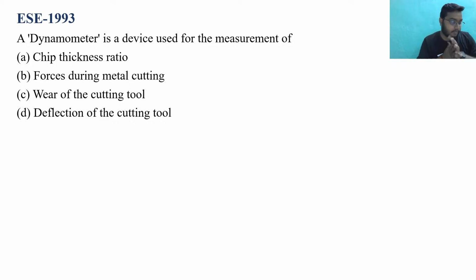Okay. We have the option from Mukta, that is B. Yeah, that is B also. Okay. You should not take even more than 1 or 2 seconds, because whenever you are saying, sir, there is a dynamometer, the function of a dynamometer is to measure the forces during metal cutting, so the answer is going to be B.